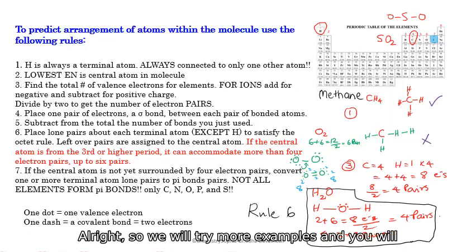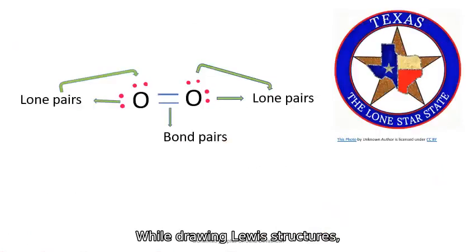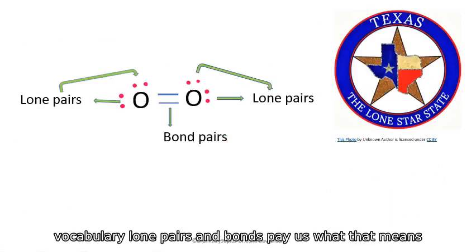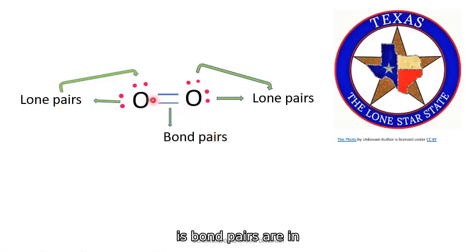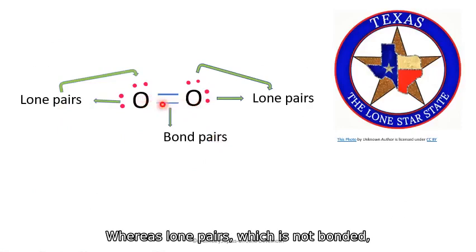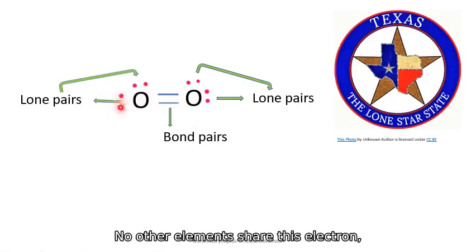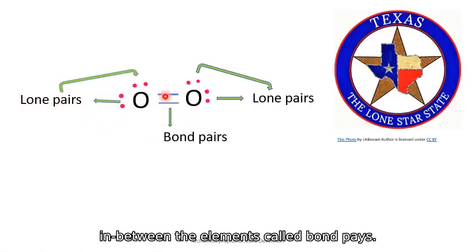All right, we will try more examples and you will be more comfortable drawing the Lewis dot structure. While drawing Lewis structures, we will use two vocabulary words: lone pairs and bond pairs. Bond pairs are in between the elements that are bonded together, whereas lone pairs are non-bonding pairs. No other element shares these electrons. That is what is called lone pairs. And the pairs in between the elements are called bond pairs.